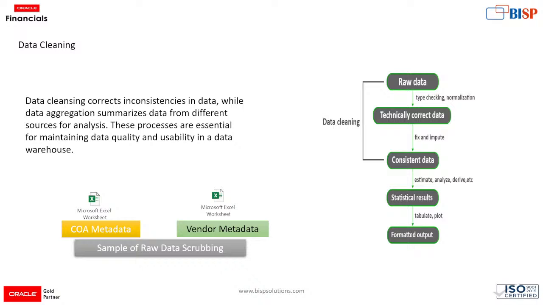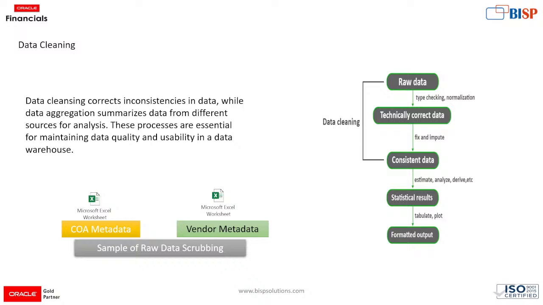So for example, in a retail data warehouse, the data aggregation might involve summing the sales data at the monthly or quarterly level to provide a higher level overview of revenue trends. This helps the retailer to identify the patterns and trends in the sales data, allowing them to make informed decisions about inventory management and marketing and sales strategies.